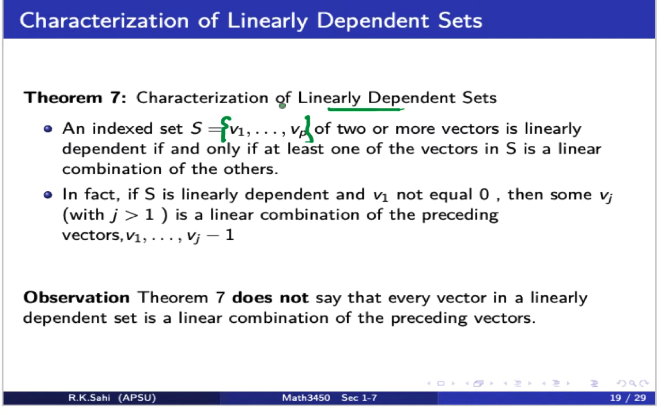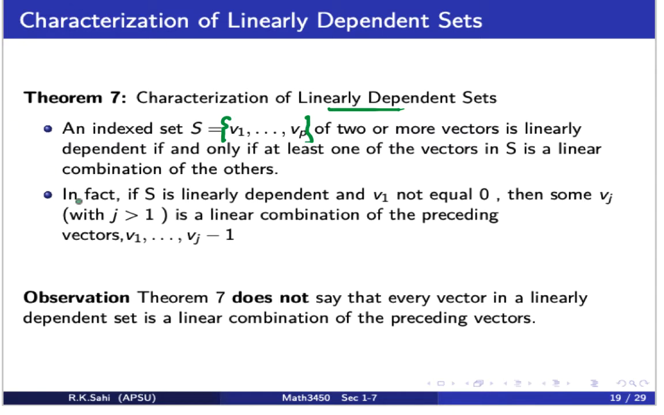So an indexed set basically means you have v1, v2, v3. That means you have more than one vector, and indexing is just like v1, v2, v3. That is it. In simple words, if you have a set with two or more vectors, it will be linearly dependent if at least one of the vectors can be written as a linear combination of the others. There's no rule that only the second vector has to be written as a combination of the first, or the third has to be written as a combination of the first two. No, it's a very general form.